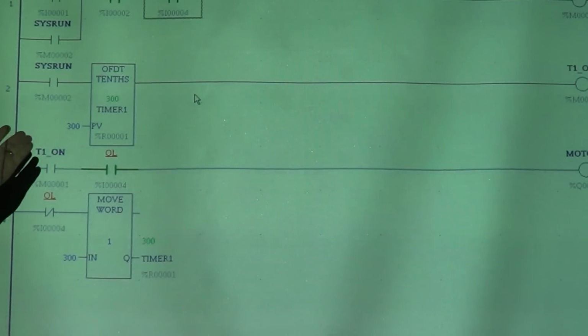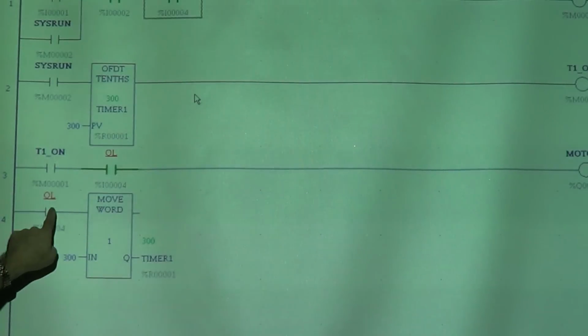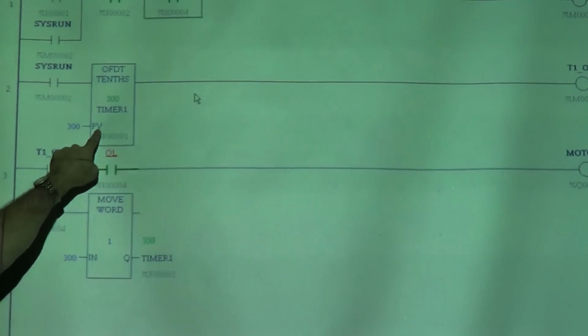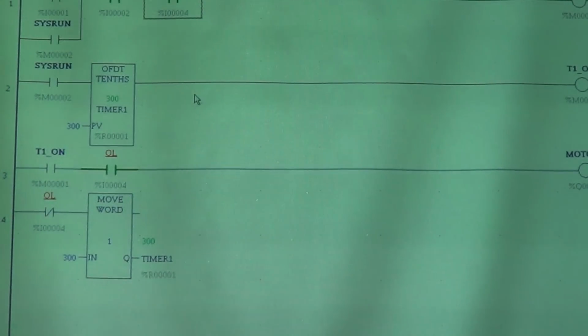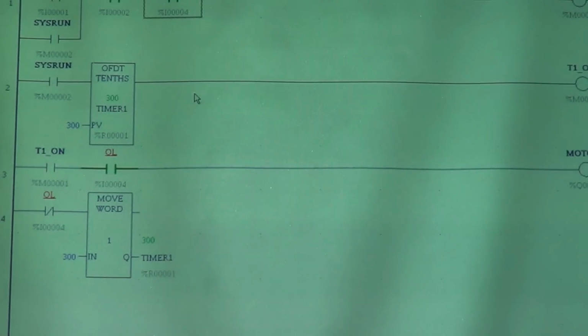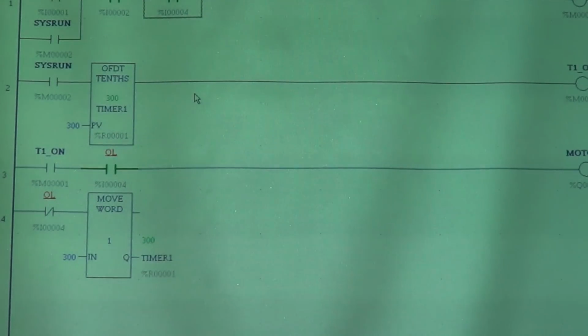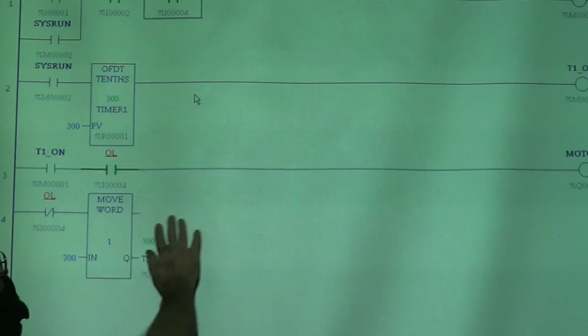And it doesn't come on. Just with this move word that triggered it, move 300 into the timer, it resets the timer. So when you have that off delay and it's triggered by an overload, you use the move word into the current value. Yes. So you don't need to bring that circuit clear across? No, you don't need to. It's just, it's done. You don't have to put a coil.